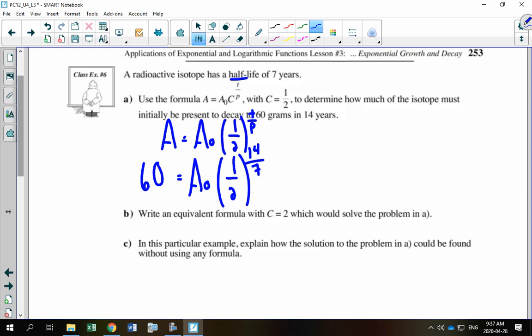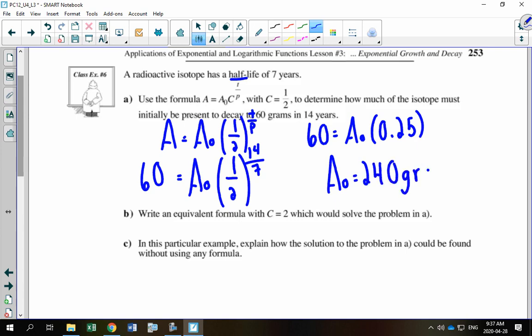So let's evaluate 1 over 2 to the power of 2, which is 0.25. Then to get A0 by itself, 60 divided by 0.25. So the initial amount would have had to have been 240 grams.